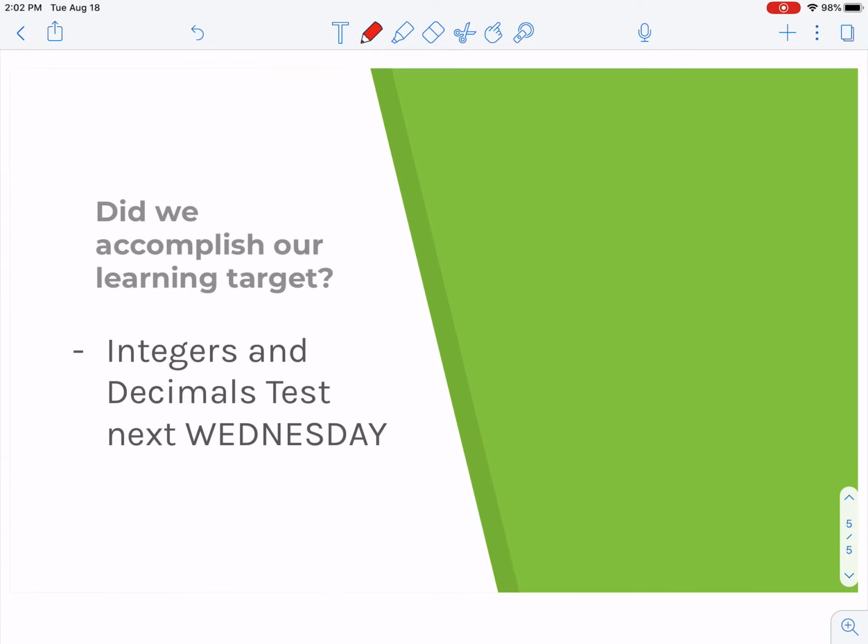All right, that concludes our notes for today on adding and subtracting decimals, including negatives. Hopefully we accomplished this learning target. Remember that we have an integers and decimals test next Wednesday. We will have review days and practices, so do not worry if you are still struggling with decimals.